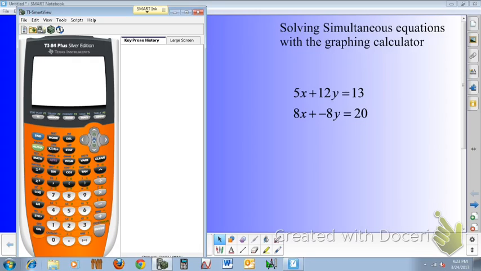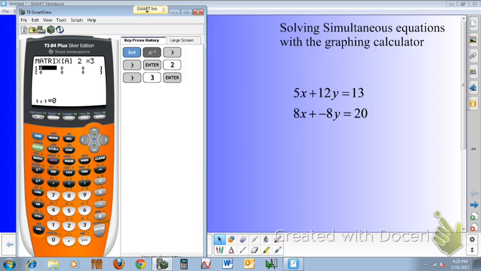So to do this, you need to go to your matrix function, which is the second x minus 1 button. And you'll get this window to come up. And what you do is you go over and you're going to tell your calculator what the dimensions of the matrix is that you're using. Now in this case, we're going across 3 and down 2. So this is a 2 by 3 matrix.